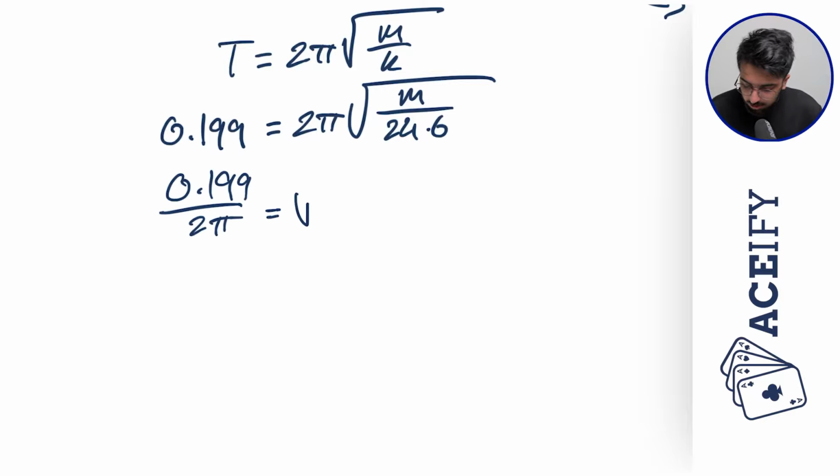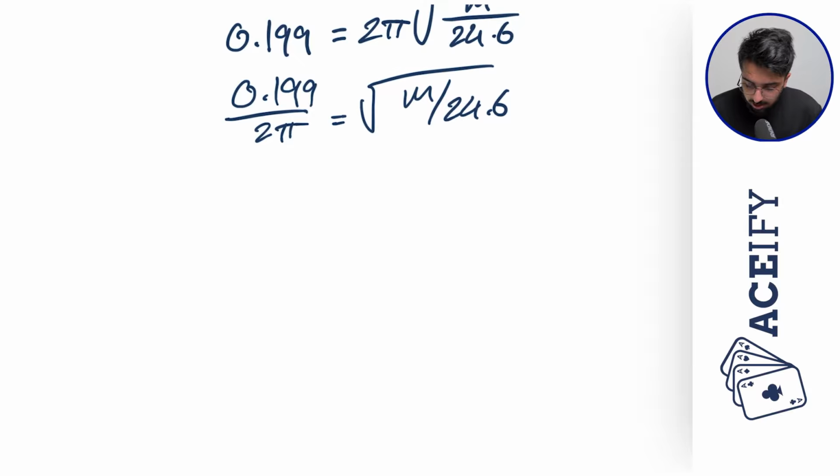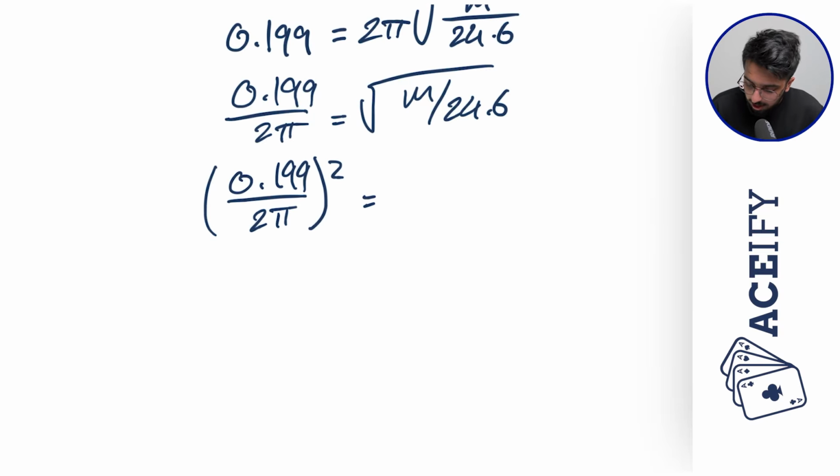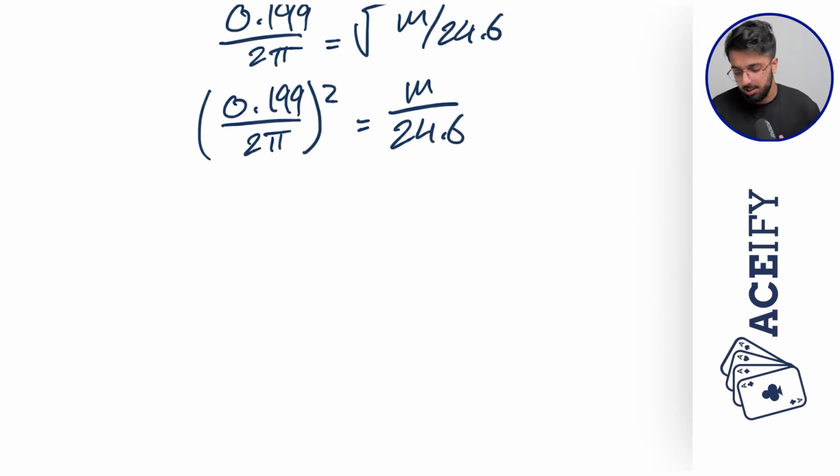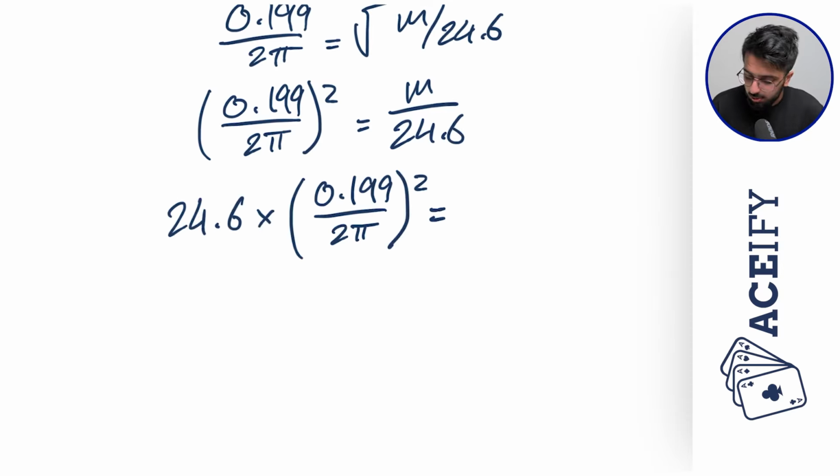That's equal to the square root of mass all over 24.6. We can square both sides to get rid of that square root. That's equal to mass all over 24.6. And then we can times both sides by 24.6, and that should be equal to our mass.